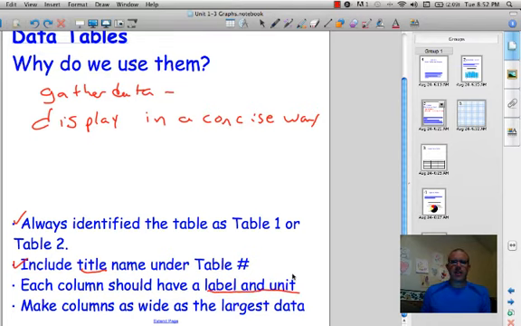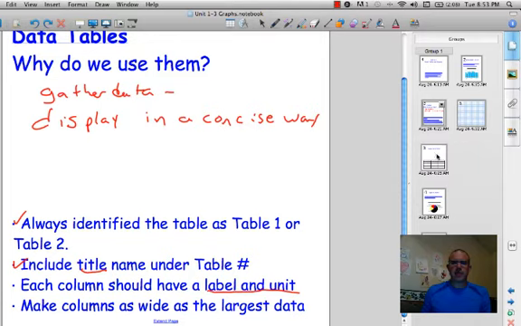Just like when we take a measurement, we need to have a number and a unit. In this particular case, we have to have a label and a unit. We can't just say temperature. We have to say if it's in Celsius, Fahrenheit, or Kelvin. And our column should only be as wide as the largest number that we have. So we shouldn't make data tables that have columns that are extremely wide when we're only using single-digit numbers.